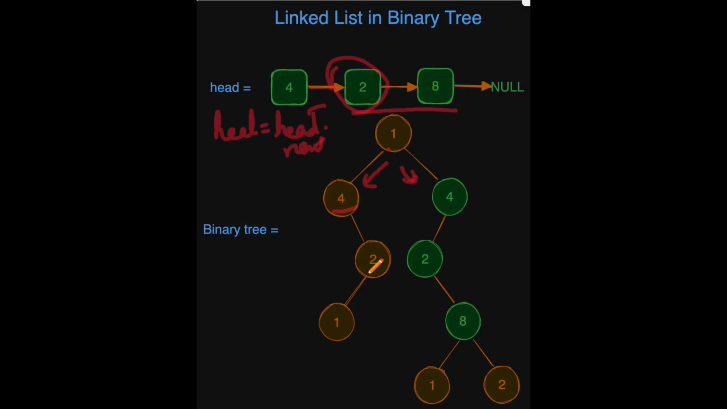Now we again explore the children of 2 and only child it has is 1. And that doesn't match 8. So we will now backtrack. And now we again come to the root node. We have not explored the right side yet. So now we come to node 4.